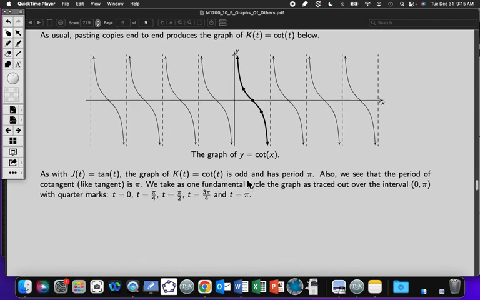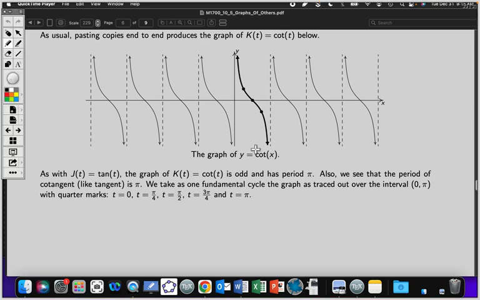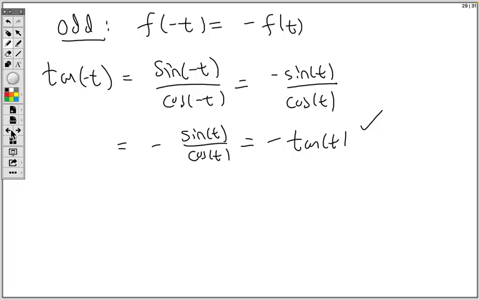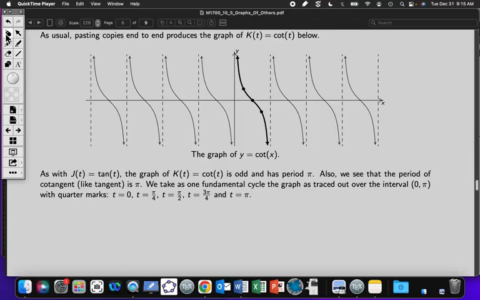Copying and pasting together, once again, we see we've got a period of pi. Our fundamental cycle is going to be from 0 to pi. Right, we'll just pick that one. Cotangent is also odd for the same reason tangent is odd. If you just flip and put cosine over sine here, the negative pulls out of the sine but not the cosine, so cotangent is also odd.